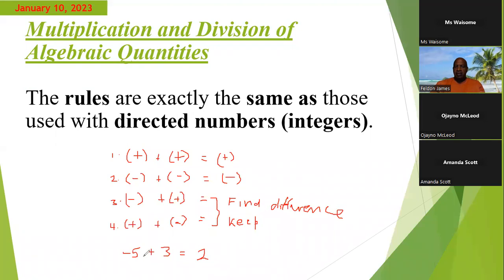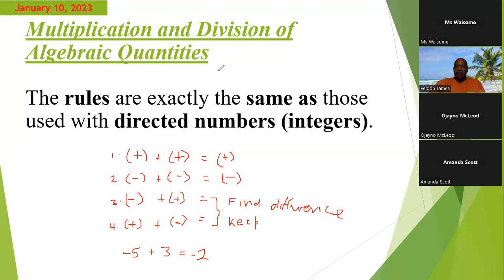And we keep the sign of the larger number in front of the difference. So it becomes -2. The larger number is 5, and its sign is negative, so the difference takes the same sign, and that becomes the answer. All right. So that's a general rule for addition. These are the rules that you follow when you're doing addition, right?